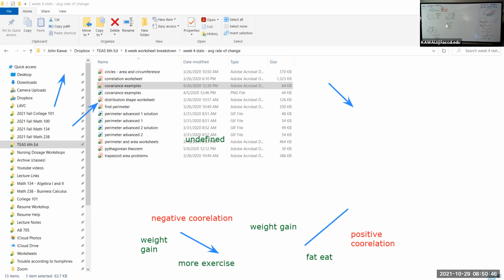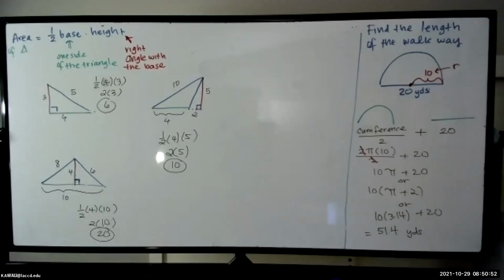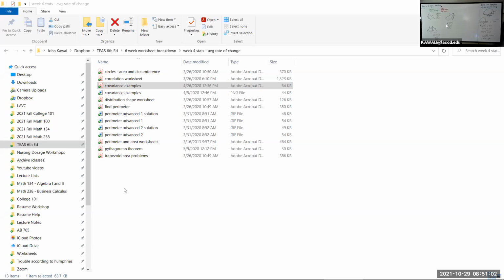Does anyone have questions on this? No? Okay, all right. So that one should be a quick kill. You should be able to see it and jump on it, and then have extra time for other problems. Now, the next one I want to get to is this distribution shape worksheet.